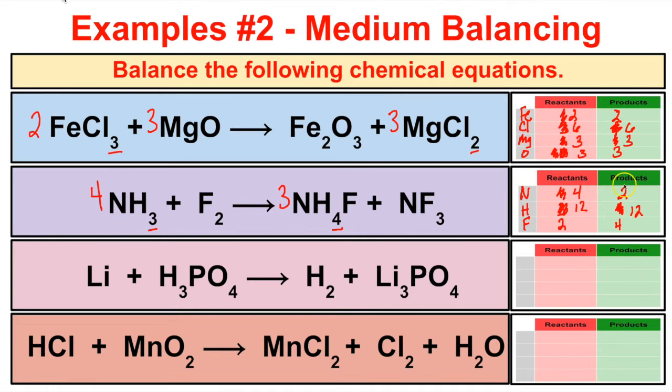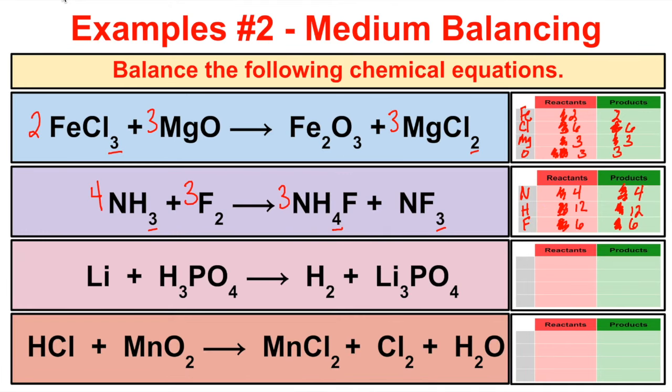So the only thing now that we have to balance are the fluorine atoms. And if we take a look on the product side, we have 3 fluorines here, plus the 3 here makes 6 fluorines now. On the product side, I only have 2 here, but if I put a 3 right here, 3 times 2 is now 6. So now our chemical equation is going to be balanced.